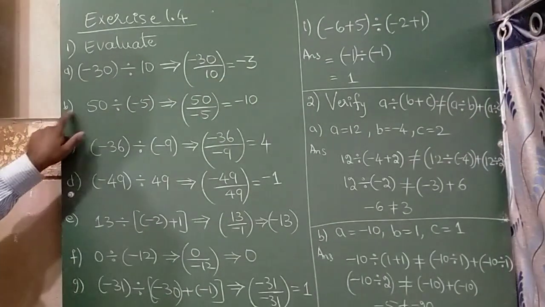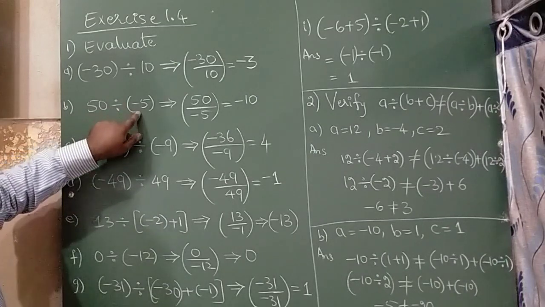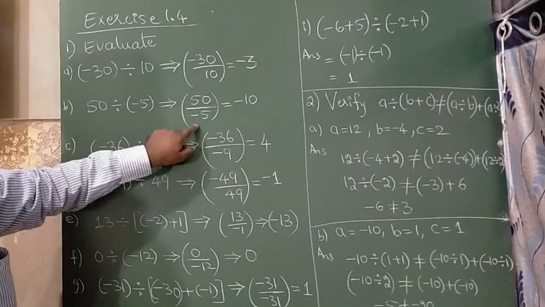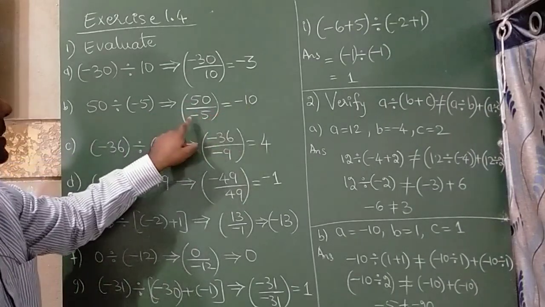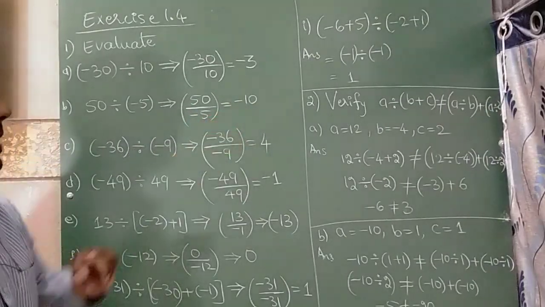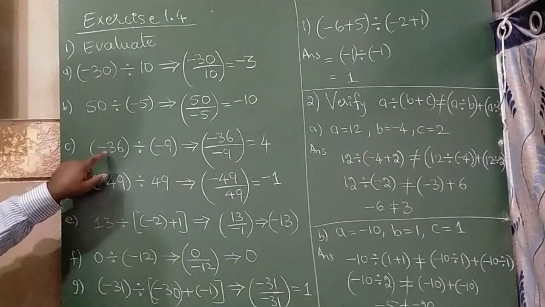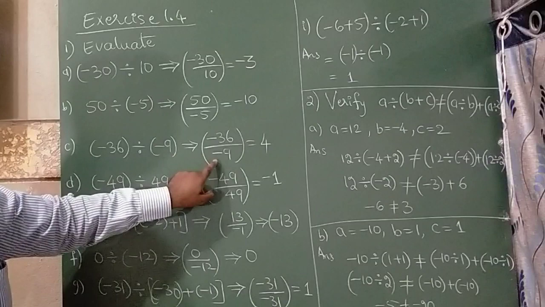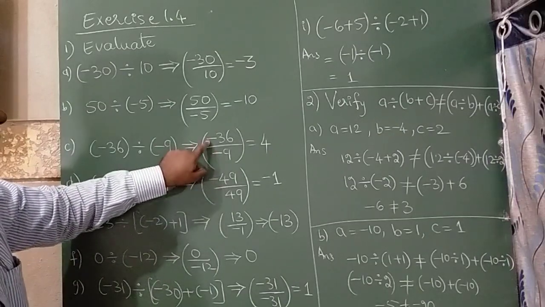Fine. Now second question is 50 divided by minus 5. So how do we write that? 50 divided by minus 5. 5 ones are, 5 tens are. Since there is a minus here, so I have written minus. Fine. C. Minus 36 divided by minus 9. So minus 36 divided by minus 9. Minus into minus is plus.